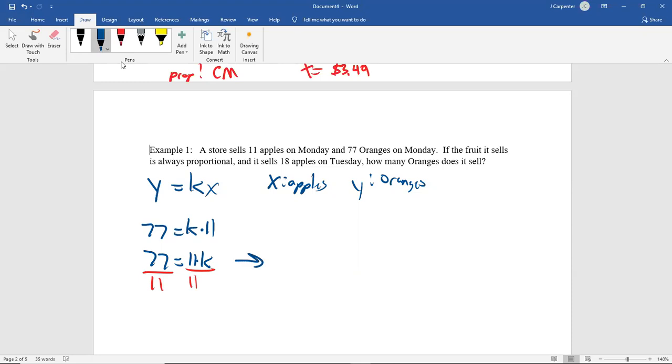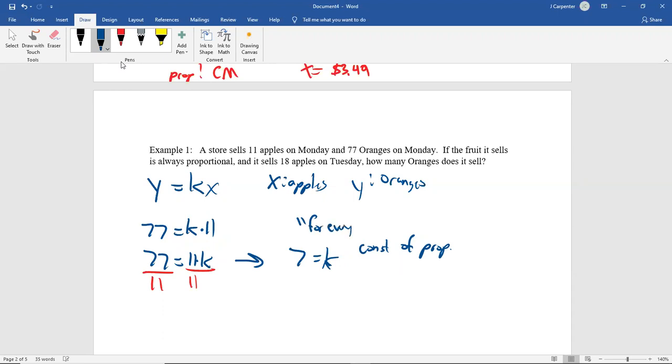So let me just go over here. 77 divided by 11 is 7. So 7 is equal to K. This is our constant of proportionality. That was the name of this thing. That's the constant of proportionality. What this says is for every one of X, there's that many of Y. So K states for every one of X, there's that many of Y.